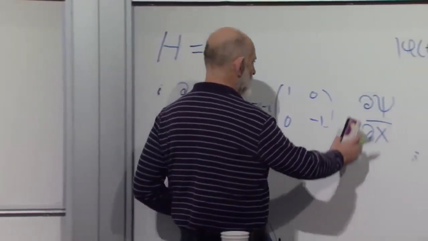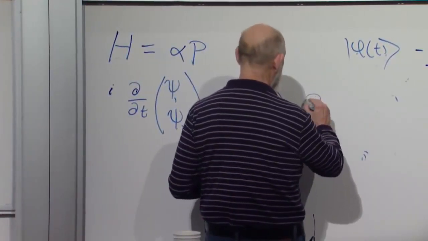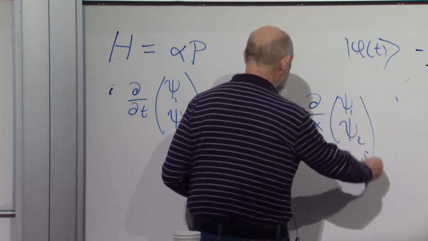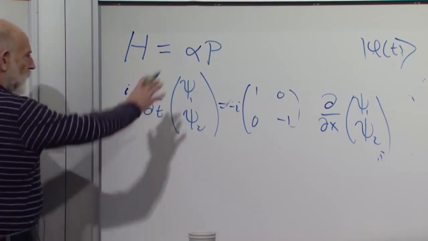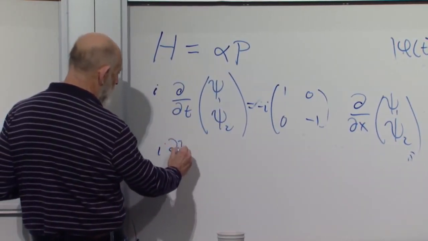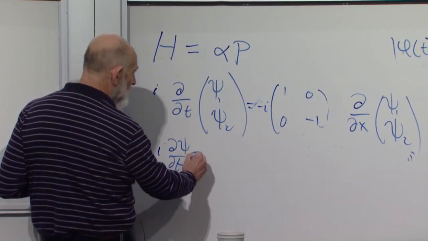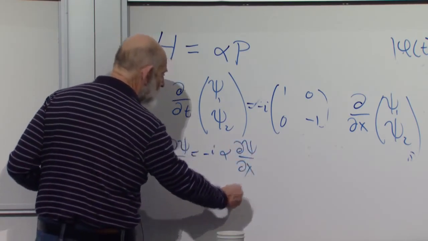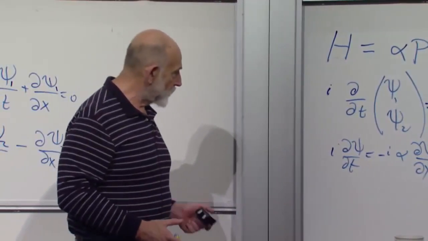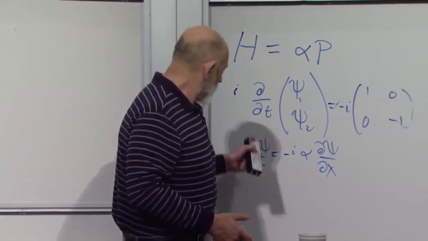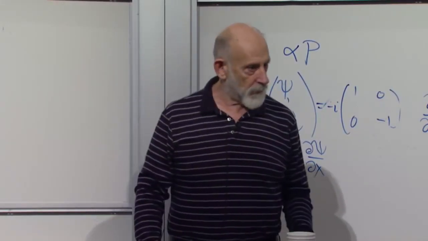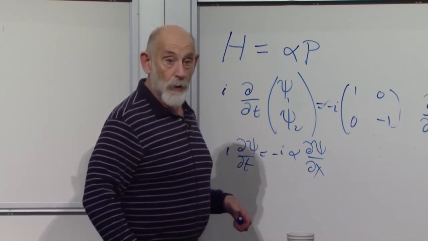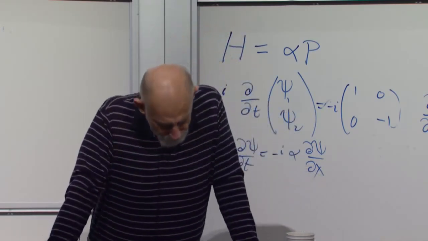Yeah, I'm sorry. d by dx of psi 1, psi 2. Or we can just condense it. We don't need all of this stuff. We can just write i d psi by dt is equal to minus i alpha d psi by dx. But remember that psi is this two-component column vector. They all are the same thing. Keep in mind that, and since alpha has both positive and negative eigenvalues, this describes both right-moving and left-moving waves.